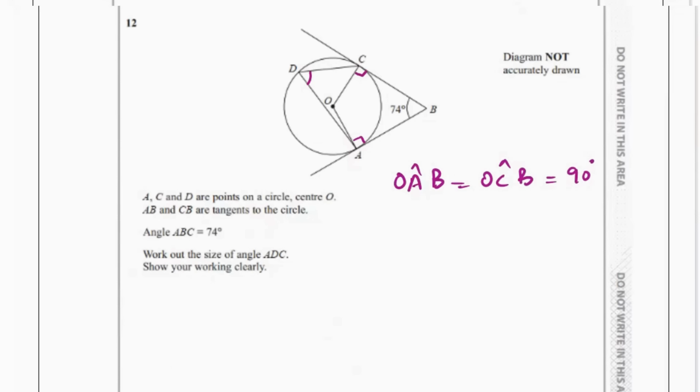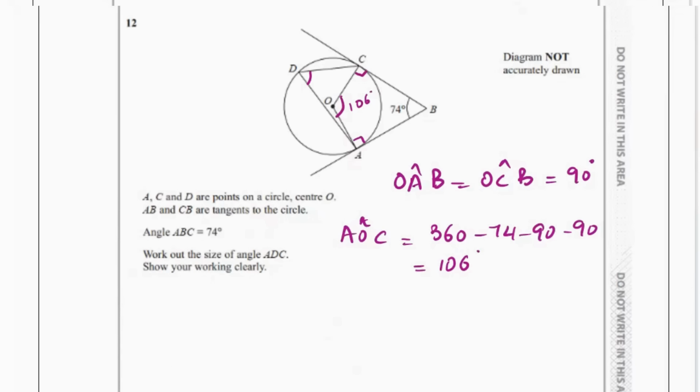Now we can see that OCBA is a quadrilateral because we have 4 sides. So we can easily find angle AOC. Angle AOC is going to be 360 minus 74 minus 90 minus 90. That's going to give us 106 degrees. So this angle is 106 degrees. Once again, since OACB is a quadrilateral because there are 4 sides to this shape, the sum of angles is going to be 360. So we subtract 74, 90, and 90 from 360 to get the 4th angle.